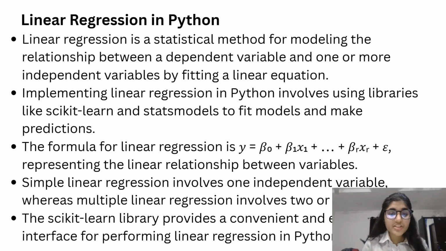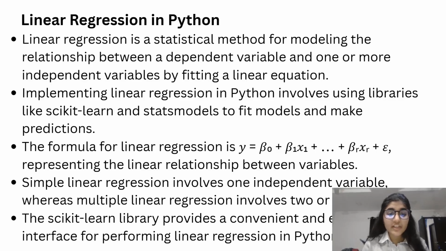Then, linear regression in Python. Linear regression is a statistical method for modeling the relationship between a dependent variable and one or more independent variables by fitting a linear equation. Implementing linear regression in Python involves using libraries like scikit-learn and statsmodels to fit models and make predictions.